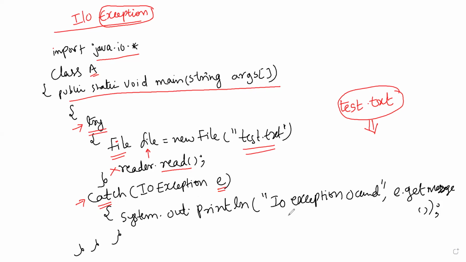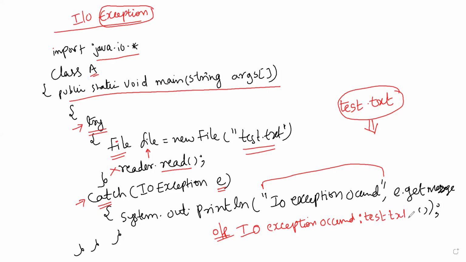We are going to print here System.out.println. So the output of the program is in IO. Whatever is in the double quotes will be printed as it is: "IO exception occurred." Then it is going to show the file name, test.txt, and we are going to say e.getMessage. So what message are we going to get? We are going to get the message "no such file or directory."